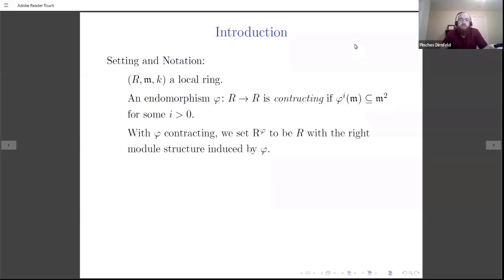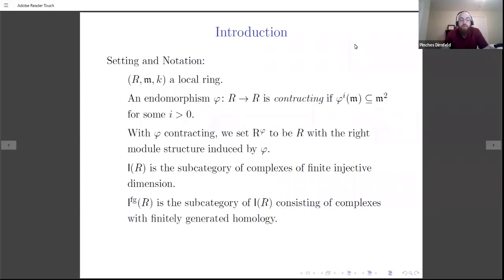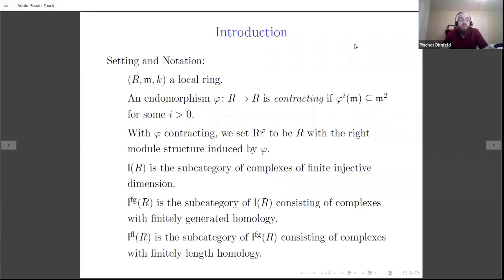When I have a contracting endomorphism, I set R phi to be R, but with the right module structure induced by phi. And by I(R), I will denote the subcategory of complexes of finite injective dimension. I_G(R) will be the subcategory of I(R) consisting of complexes with finitely generated homology. And I_L(R) is the subcategory of I_G(R) consisting of complexes with finite length homology.